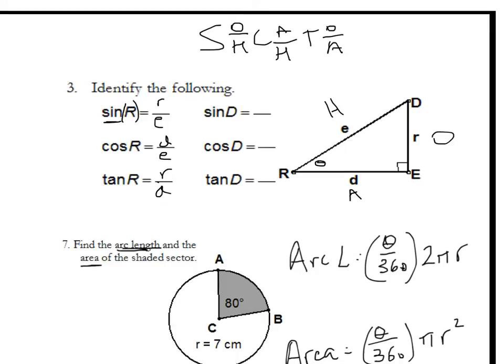Now, I have to go back to this, and now I'm referring to angle D. So from here, here's my new theta. This is not my adjacent anymore. This is now my opposite. Not my opposite, but my adjacent, still the hypotenuse. Now I find sine of D, opposite over hypotenuse, which is D over E. Cosine, which is R over E. And then tangent, which is opposite over adjacent, which is D over R.